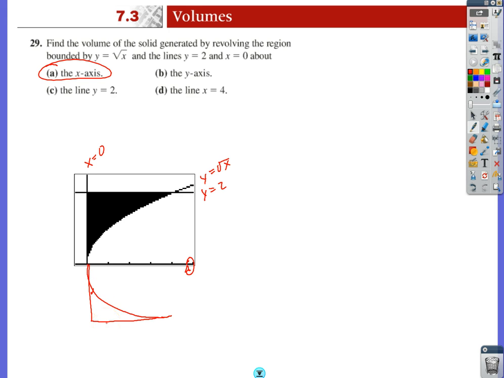Boom. So what shape do I see when I rotate this? And this is going to be the interesting part: I actually get a really big donut, don't I?